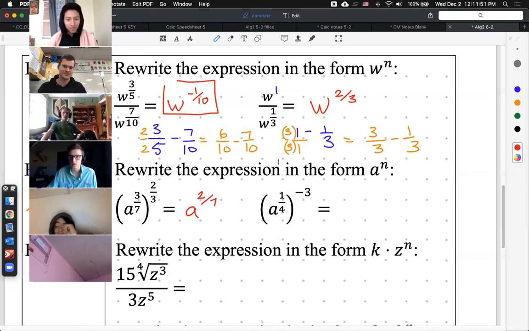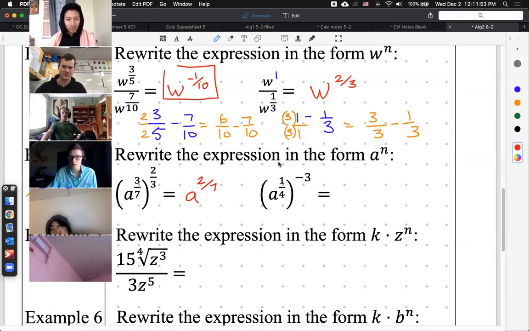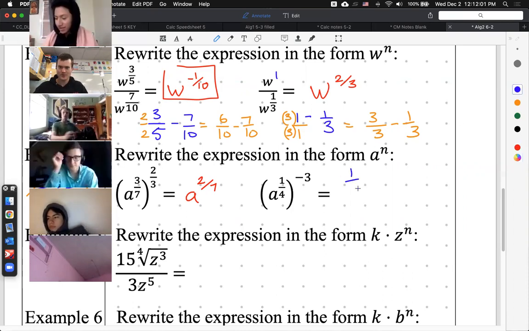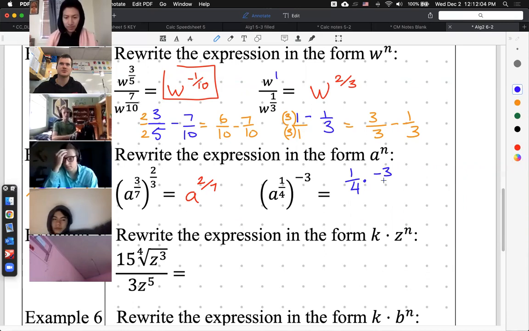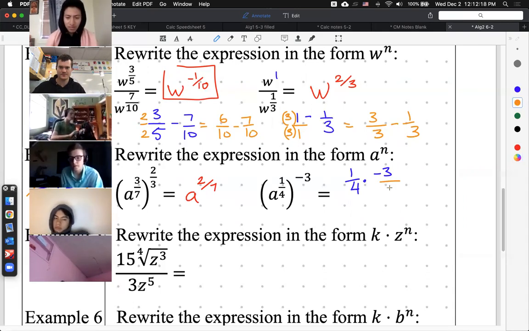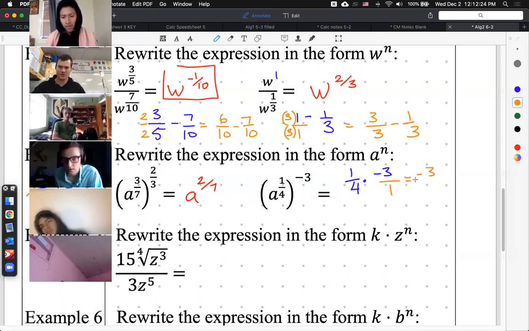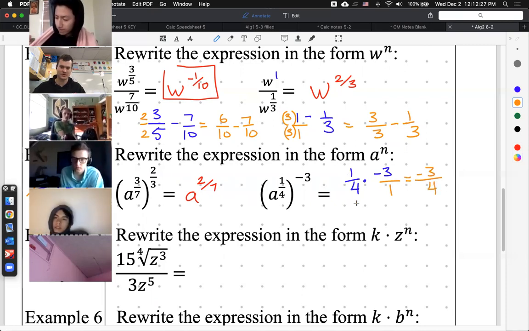But I'm probably going to continue on this lesson, so I give these guys time to do some homework, hopefully. All right, so a to the power of 1/4 to the power of -3. Obviously, we're multiplying 1/4 times -3. So that would be -3/4, exactly, because it was over 1. 1 times -3 is -3. 4 times 1 is 4. So -3/4 is the power. So a to the power of -3/4, and we're done.